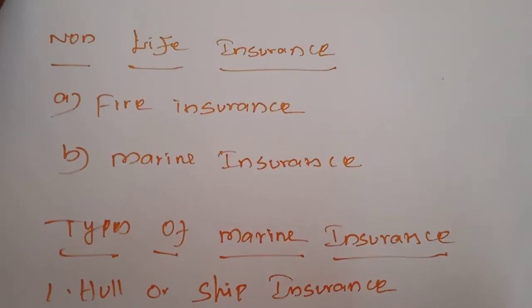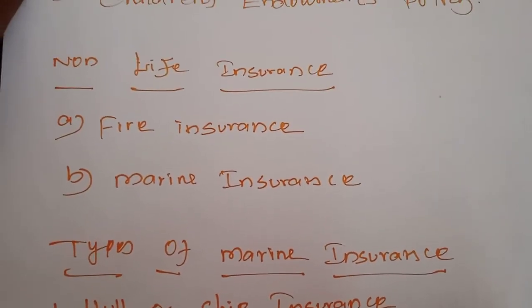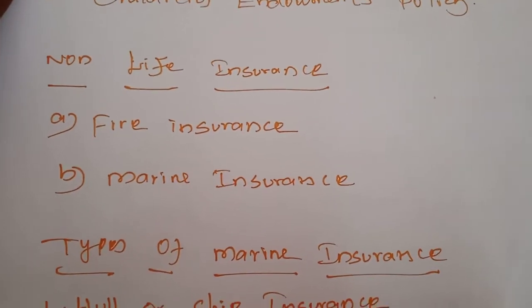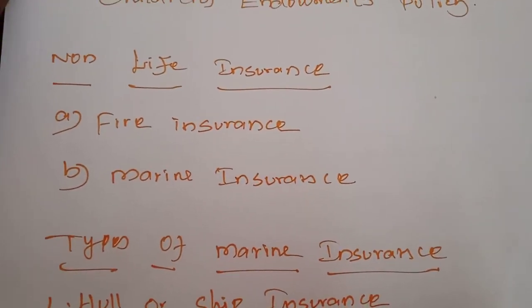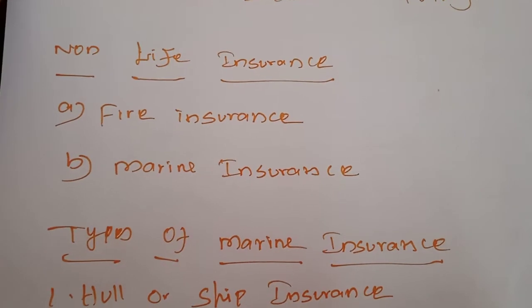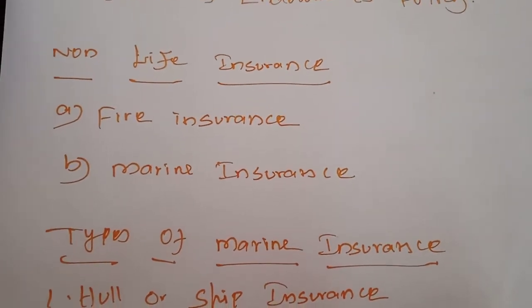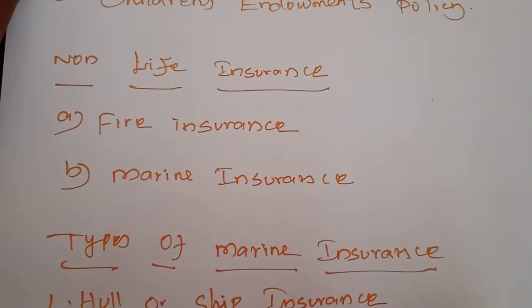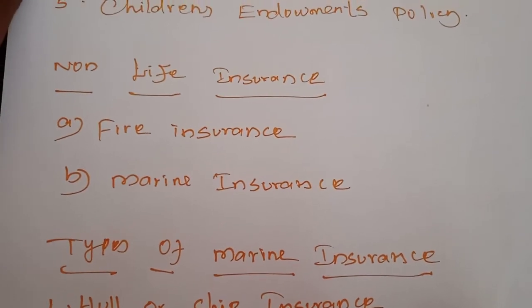Next, the fire must be the proximate cause of damage or loss. So if any fire accident happens, the accidental cause must be the proximate cause, that is, causa proxima.